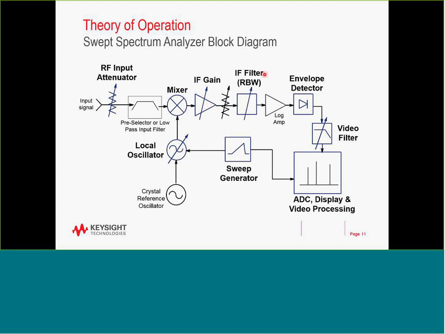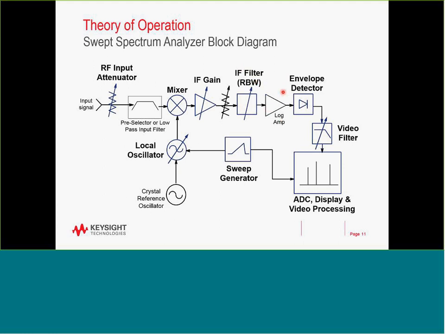Next is the IF filter, which is commonly called the resolution bandwidth filter, because that filter is used to discriminate signals. The narrower your resolution bandwidth filter, the more you can see details in the signal coming in. We'll see that there's a tradeoff between the resolution bandwidth filter that you're using and the sweep time it takes the analyzer to go through the frequency range you selected.